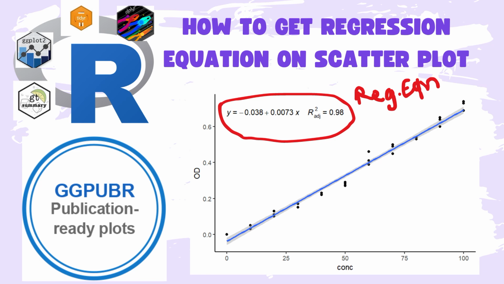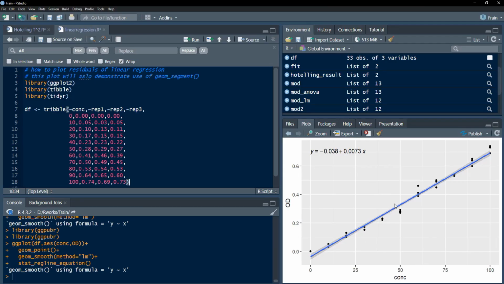Hello friends, welcome to this session of Learning R. In this session we are going to learn how to get a regression plot like this, with scatter, regression line and regression equation along with R square value also.